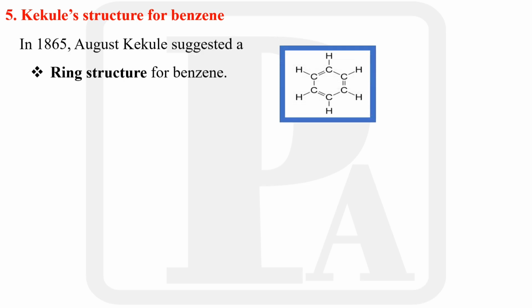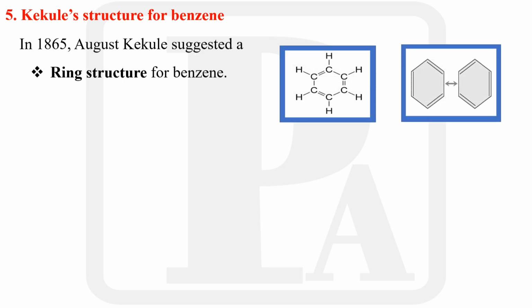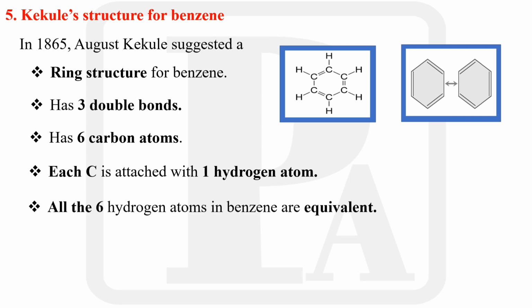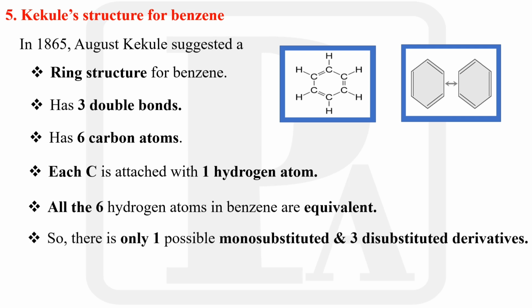That is, he suggested a ring structure for benzene like this. According to him, this benzene has 3 double bonds with 6 carbon atoms and 6 hydrogen atoms. Each carbon atom is attached to 1 hydrogen atom, and all the 6 hydrogen atoms in benzene are equivalent. So that's why, according to him, we can get only one mono-substituted product and 3 di-substituted products. Chemically, it is called 1,3,5-cyclohexatriene.